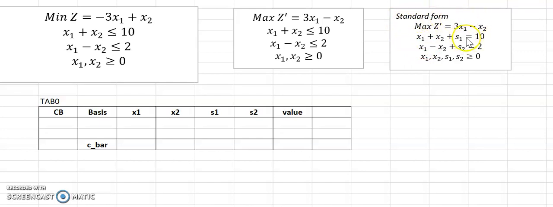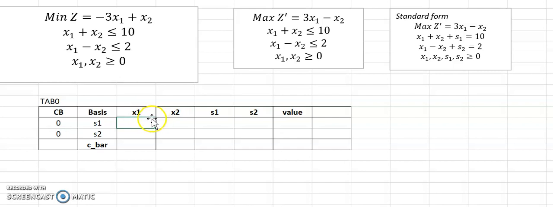So we added S1 and S2. And as we usually do, we start our algorithm by setting our original variables x1 and x2 to 0 and putting S1 and S2 in the basis. So S1 and S2 here. The coefficient in the objective function is 0. So we have 0 here and 0 here.